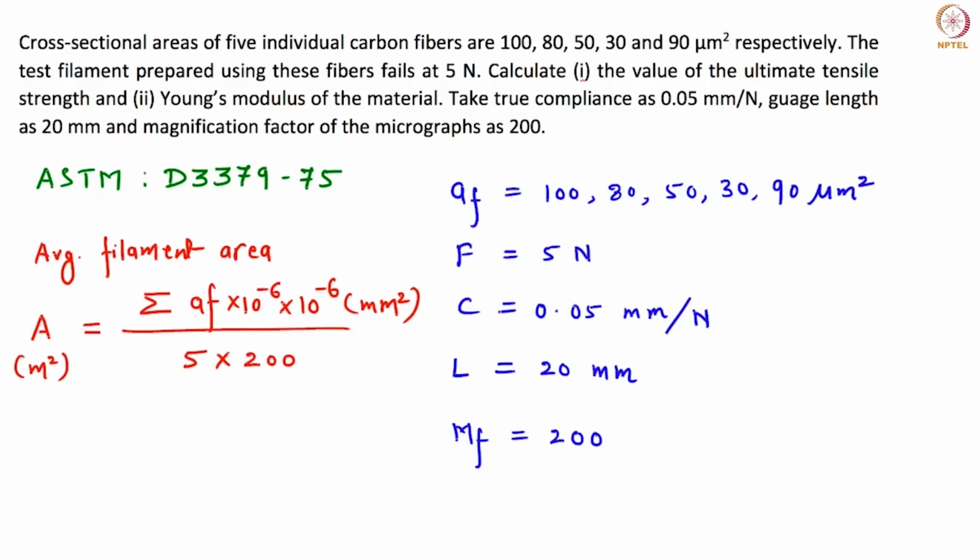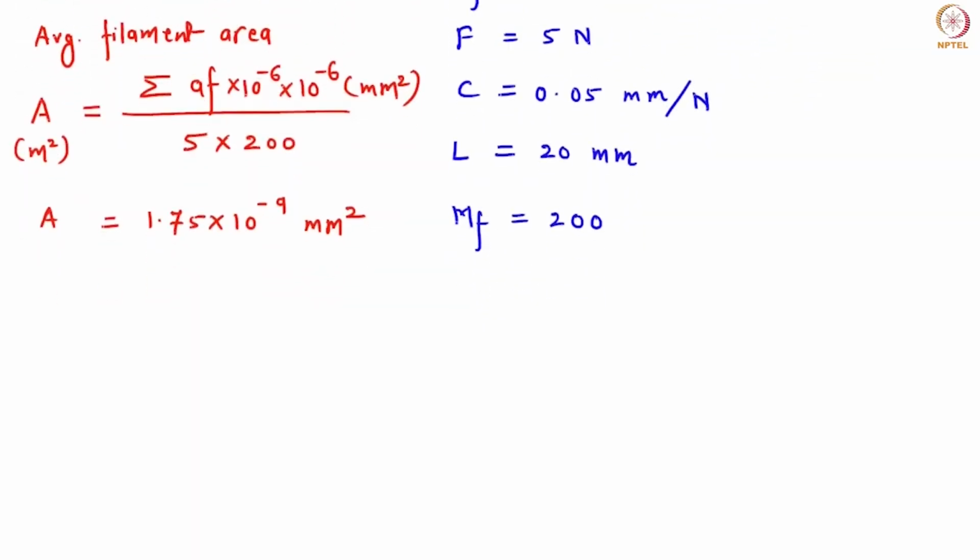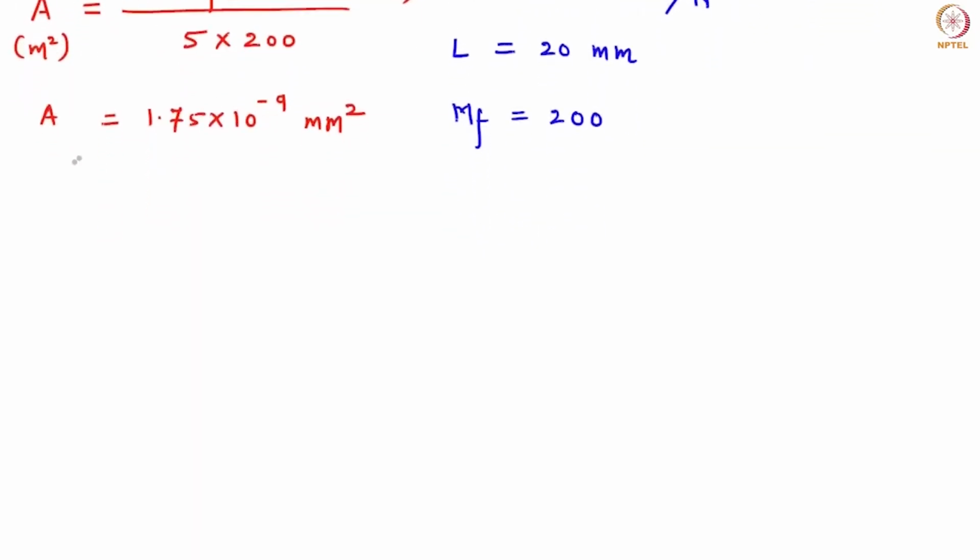Now from here, you will write down the values AF: 100 plus 80 plus 50 plus 30, 90. After all of this, I have calculated the value of the area, and it comes out to be 1.75 into 10 power minus 9 millimeter square. I have already done the conversion from square meter to millimeter. These conversions are something that you have to be careful with. So this is the value of the area. Now we will do the rest of the calculations.